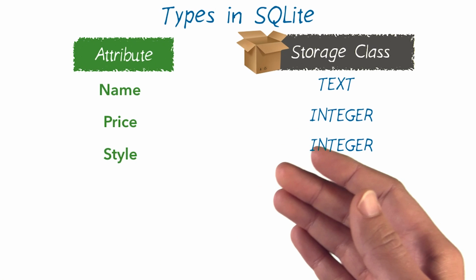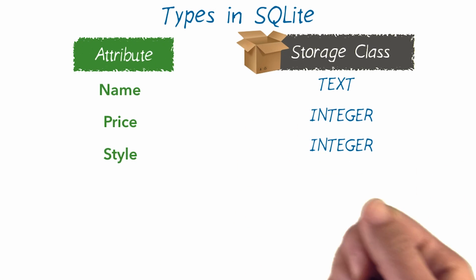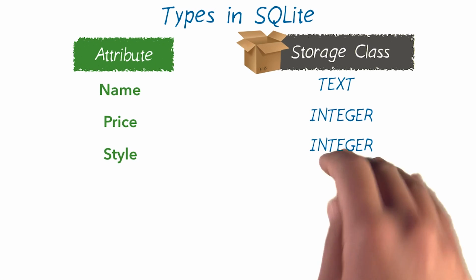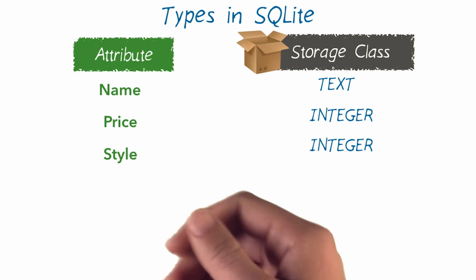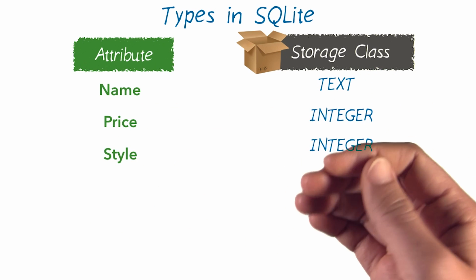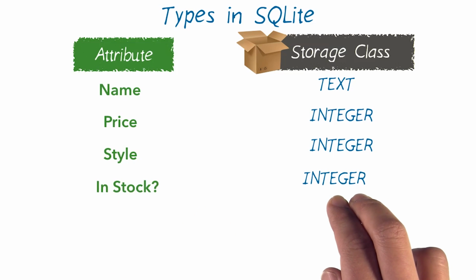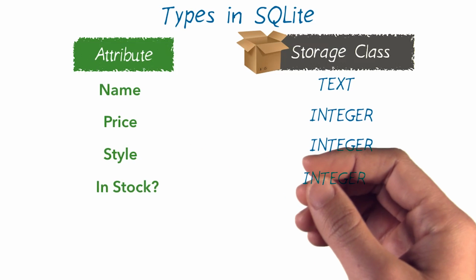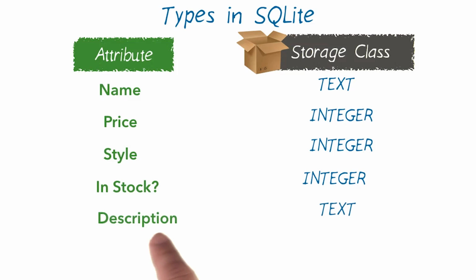Next we have style. Remember the different styles we had could be earbuds, over-ear, on-ear, or bone conduction? In this case, we can store it as an integer and associate an integer value with each style, say 0 for earbuds, 1 for on-ear, and so on. Next up, we have in stock, and we want to store this as an integer. In stock is essentially a boolean, meaning that we can store 0 for not in stock or 1 for in stock. And lastly, we have the description, and this can be simply stored as text.